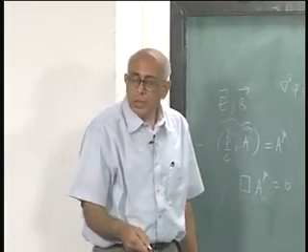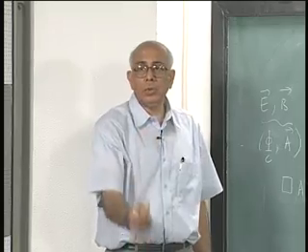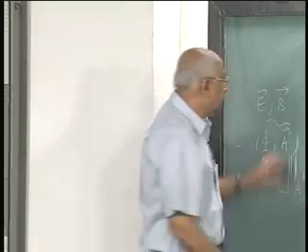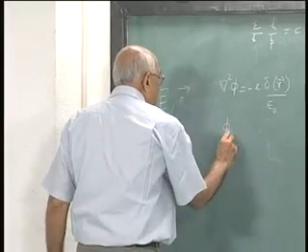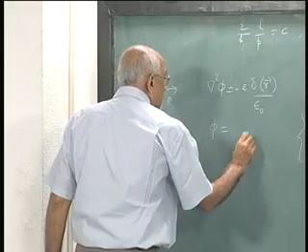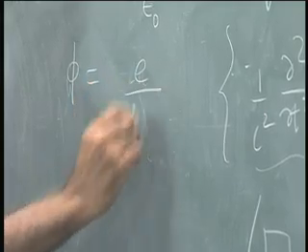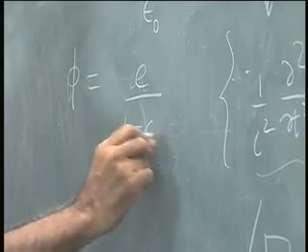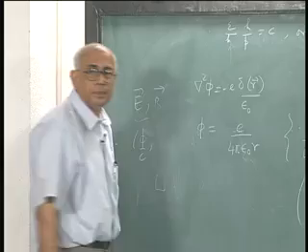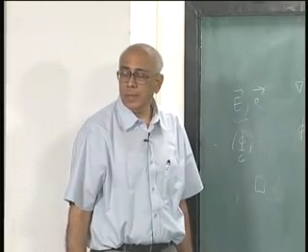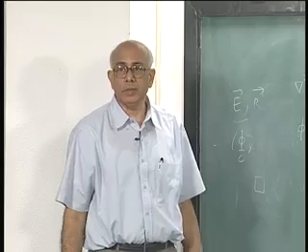What is the solution? It is the electrostatic potential due to a point charge at the origin, and that will tell you that phi is equal to e over 4 pi epsilon naught r, that is this 1 over r Coulomb potential.